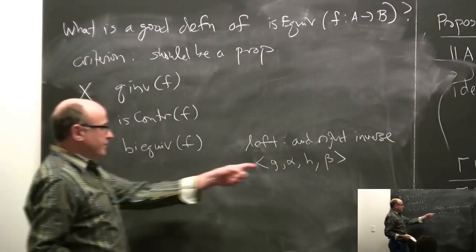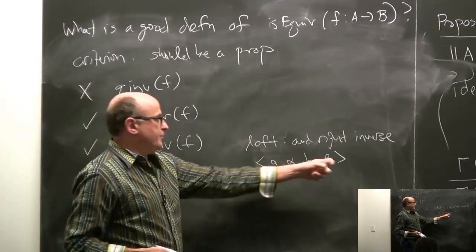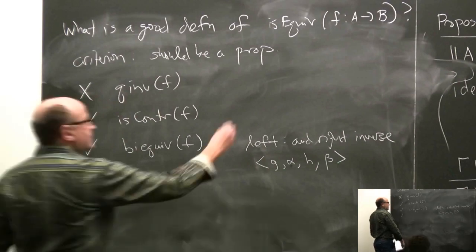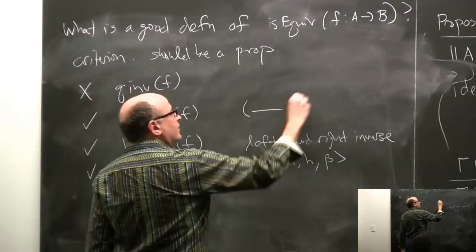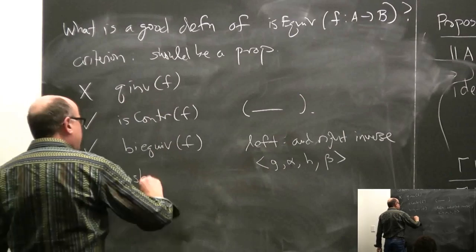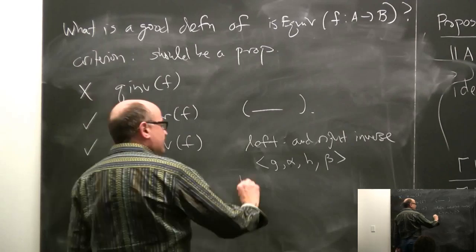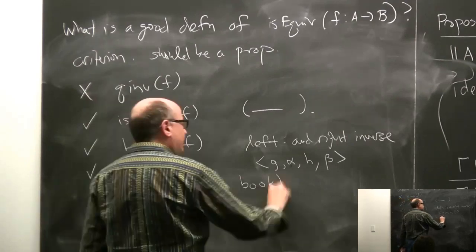So it tells us we have a left inverse G and a right inverse H, and alpha is a witness to that fact and beta is a witness to that fact. So that's one of the definitions. Then there's another one, which is called a half adjoint equivalence of F. I'm not going to have time, so let's look at this in the book.